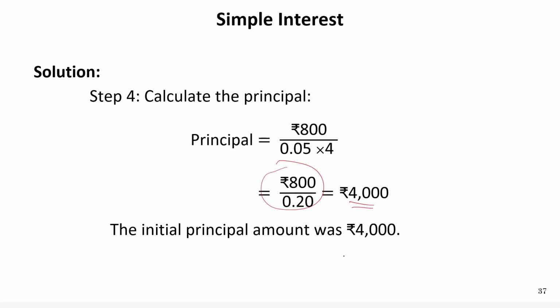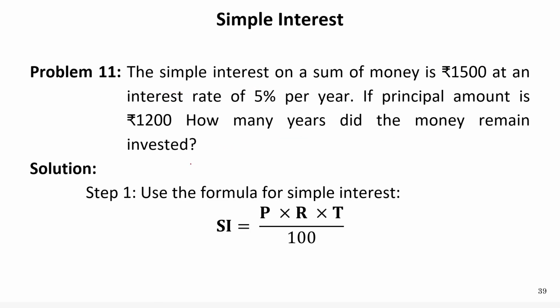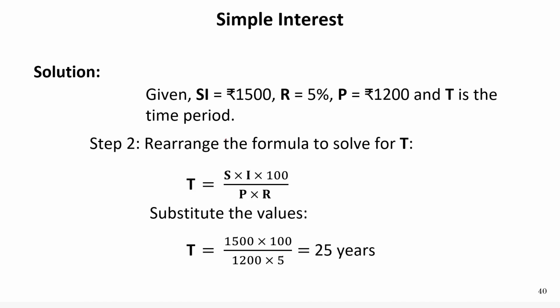Okay, so let's see problem number 11. The simple interest on a sum of money is 1500 at an interest rate of 5% per year. If the principal amount is 1200, how many years did the money remain invested? So let us use the formula for simple interest. SI is equal to PRT by 100. Given SI is equal to 1500, R is equal to 5%, P is equal to 1200. Then T is the time period. So rearrange the formula to solve for T, right? So T is equal to what? SI into 100 by PR. So substituting this value, what we are left with is 25 years.